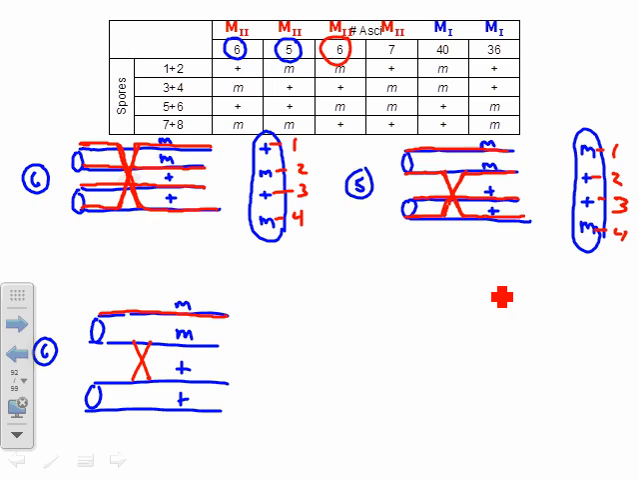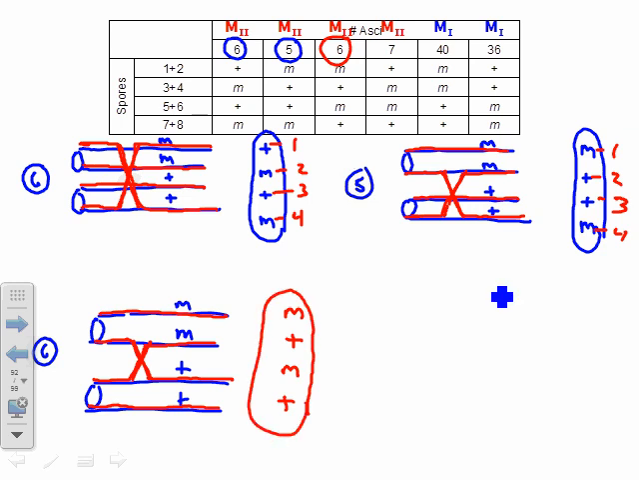So that would be an M as the first spore. The second chromatid is a crossover, which would give us the wild type. The third chromatid is the M, so that would be the third spore. And the last chromatid would be wild type, that would be the fourth spore.